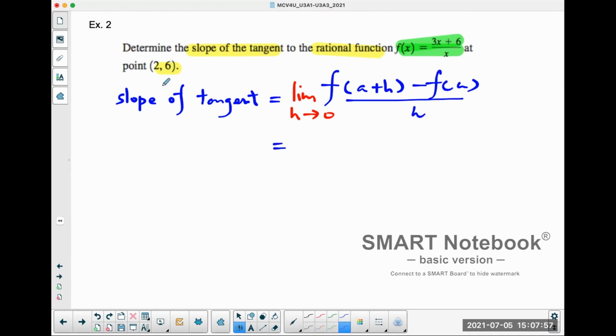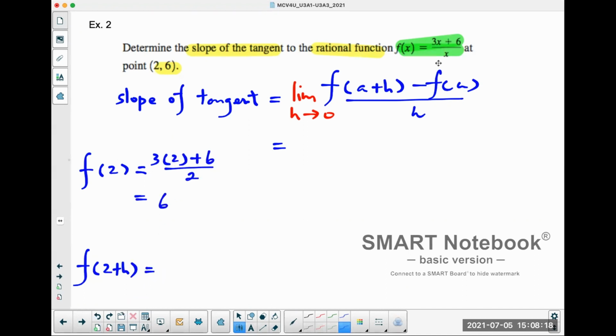Okay, so here my a value was 2. So I need to find f at 2, and I need to find f at 2 plus h. Now what's f at 2? We're going to put 2 into the function. 3 times 2 plus 6 divided by 2. This is 12 divided by 2, which is 6.